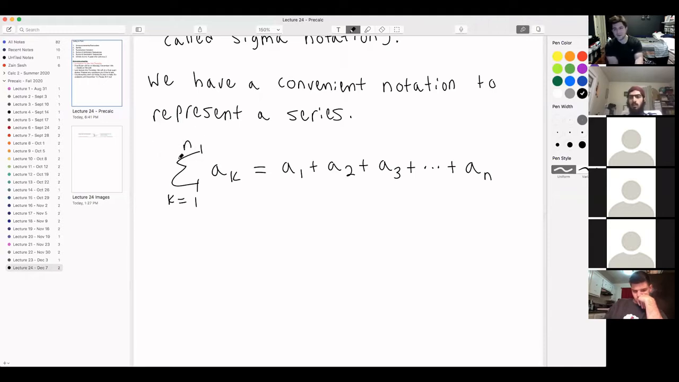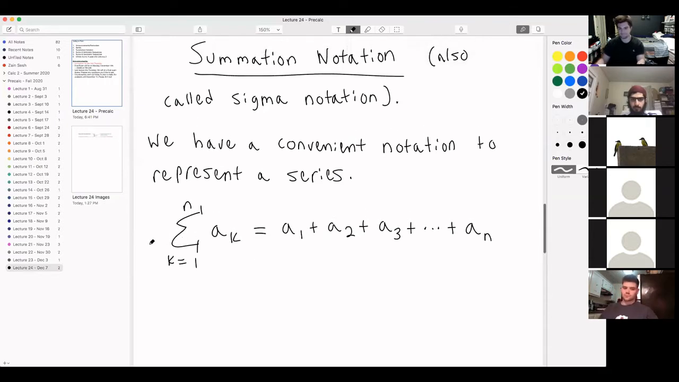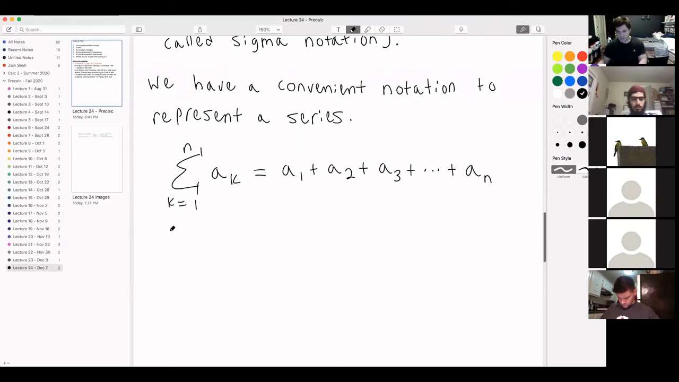So if there was a 5 up here, you would just do a1 plus a2 plus a3 plus a4 plus a5. Then you'd be done. This tells you where to cut off your sum. Good question. The summation is the series. It's the same thing. And just like this thing right here is called summation notation.